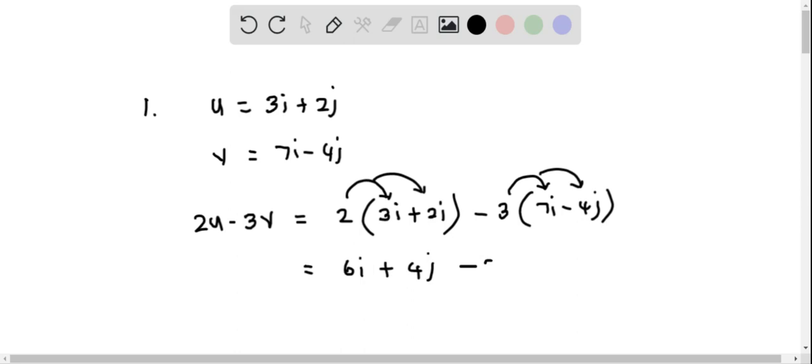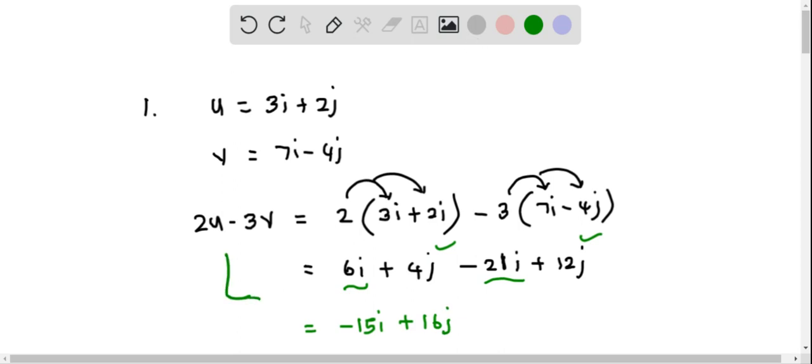times 7i is negative 21i, and negative 3 times negative 4j is plus 12j. Now we have to add the corresponding components. So I component with I component. So 6i minus 21i, and this equals 6 minus 21 is negative 15i, and then 4j plus 12j is 16j. So therefore, we say that 2u minus 3v equals negative 15i plus 16j.